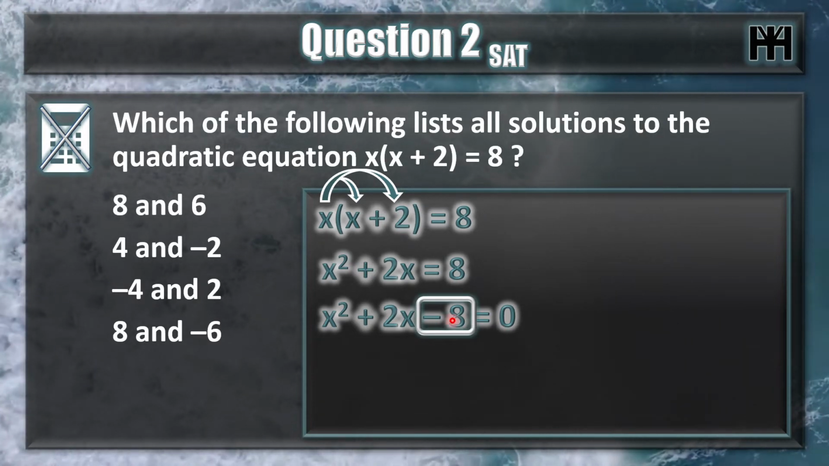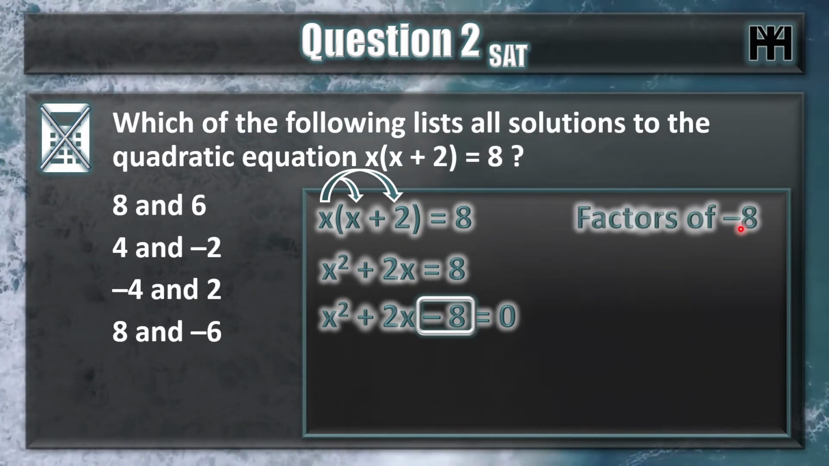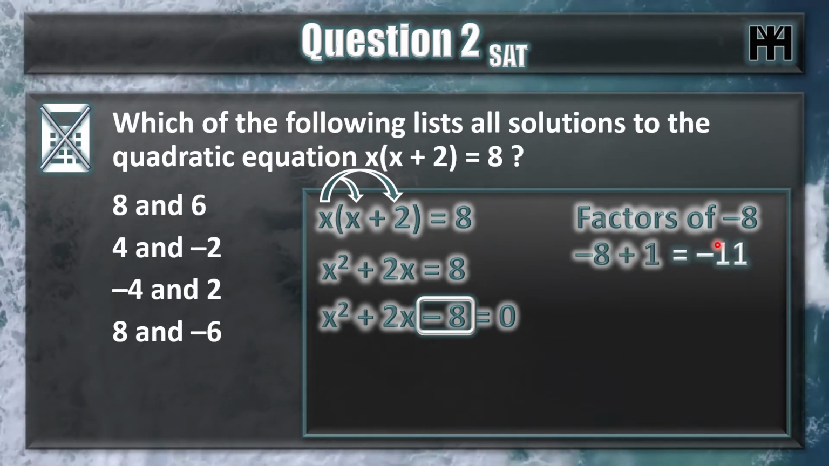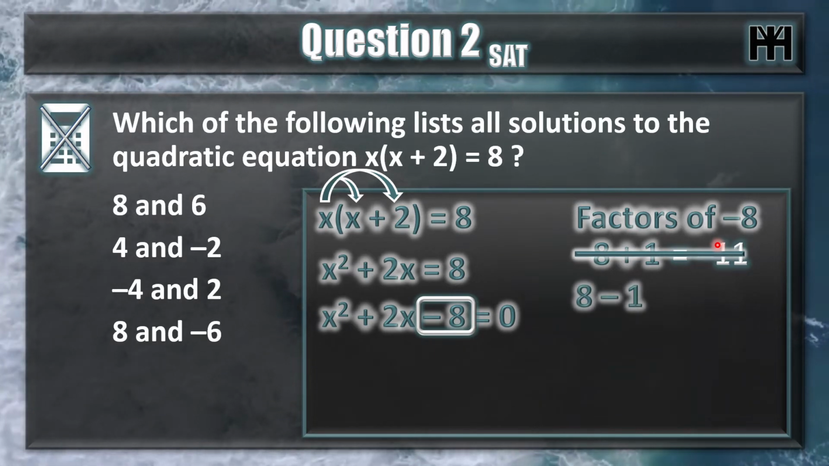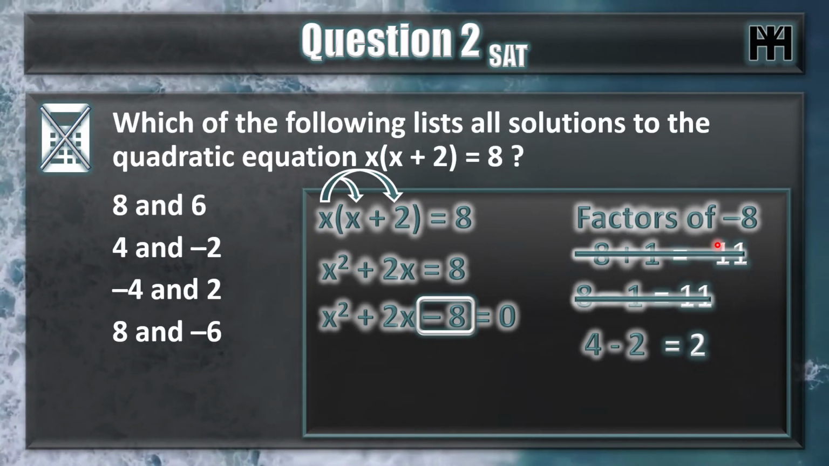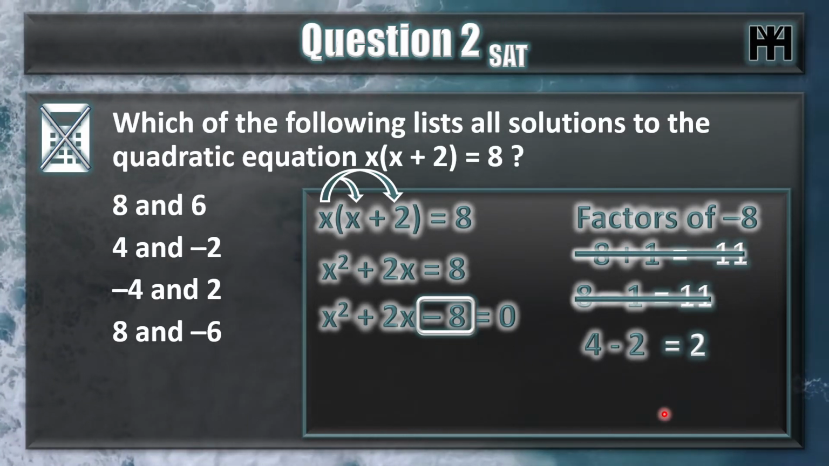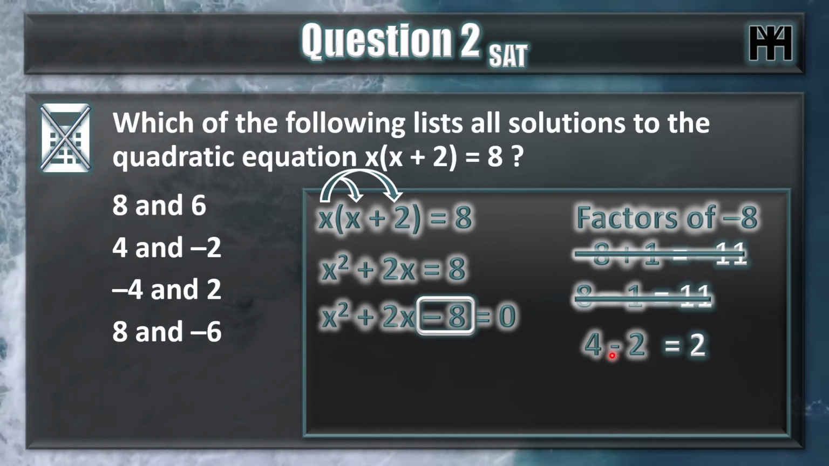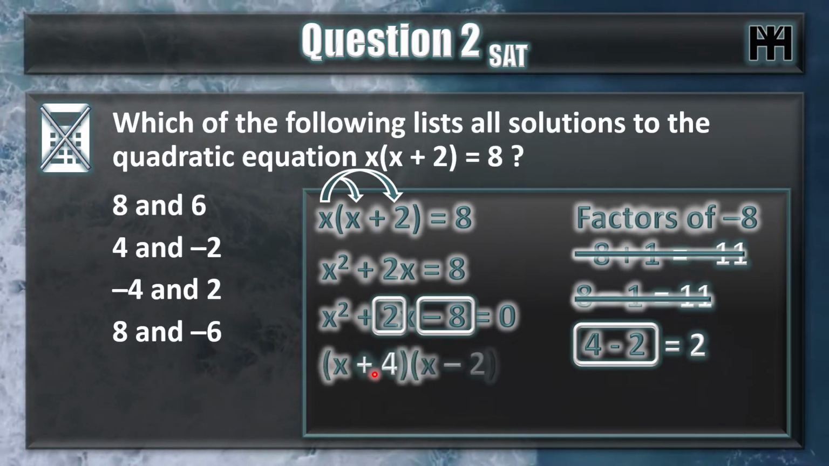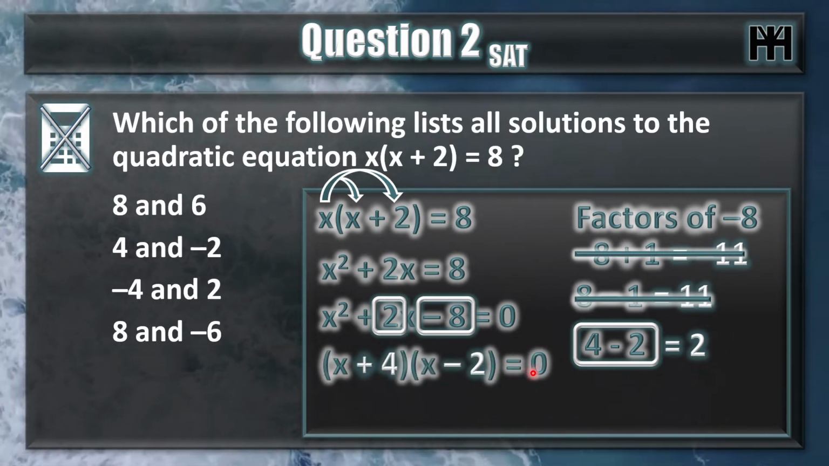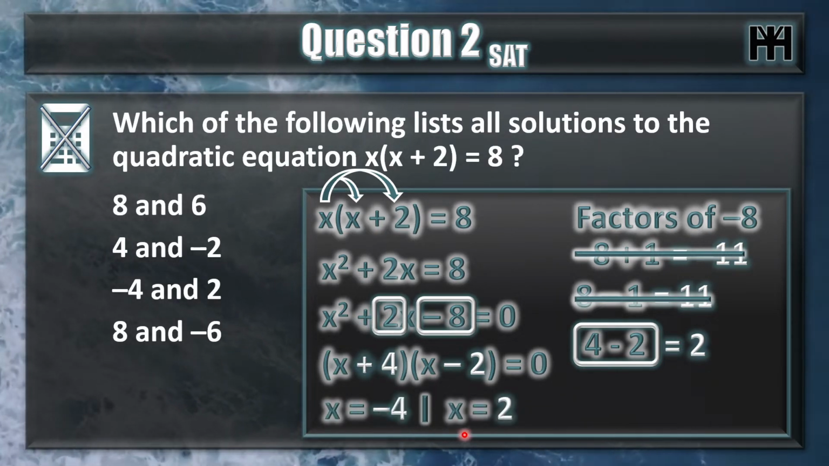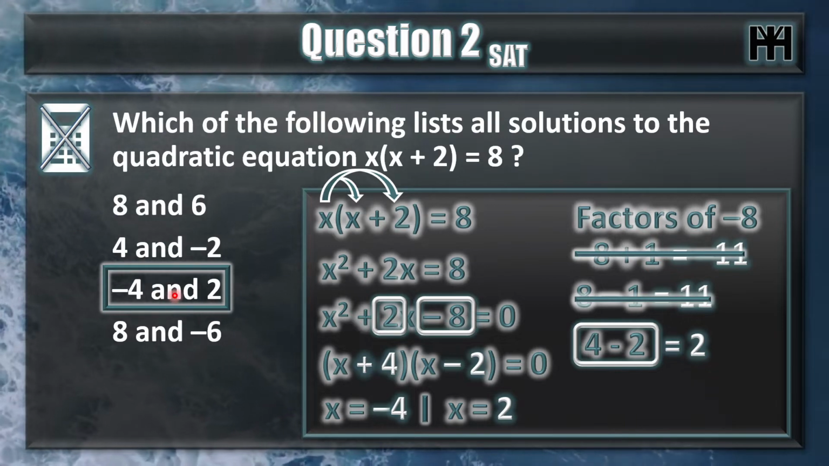Okay, we will take the factors of negative 8. So the factors of negative 8 are negative 8 and positive 1, negative 8 and negative 1, no, 4 and negative 2, it's 2. So this 2 here is the 2 here. So these are our factors here. So we have x plus 4 and x minus 2 equal to 0. So whether it's x equal to negative 4 or x equal to 2. This is the answer here.